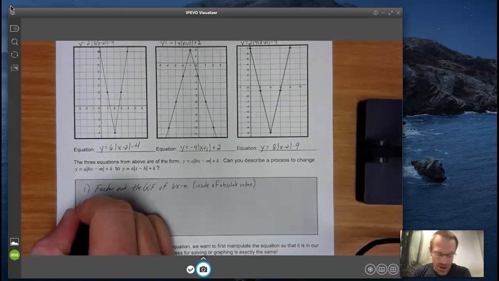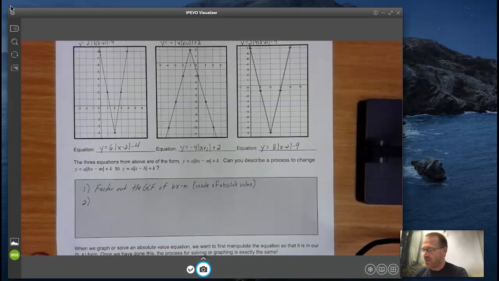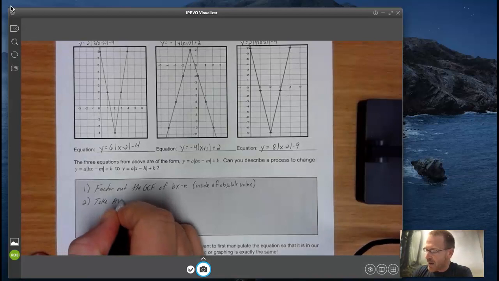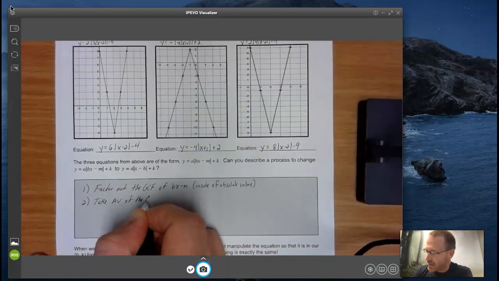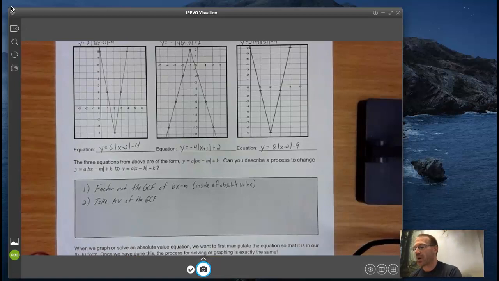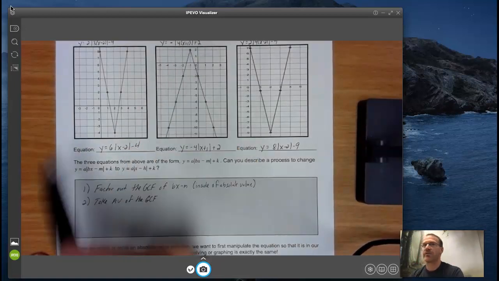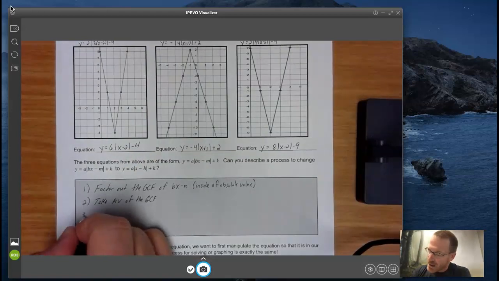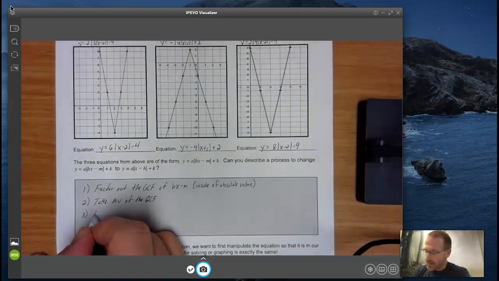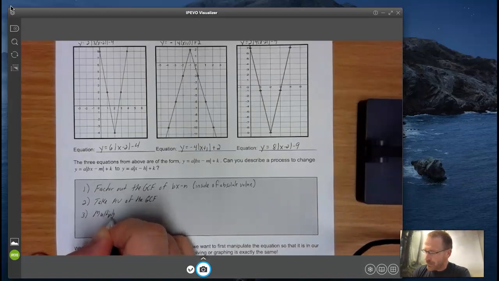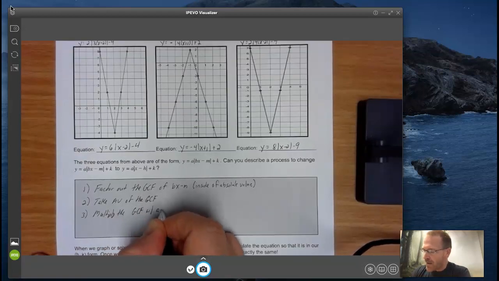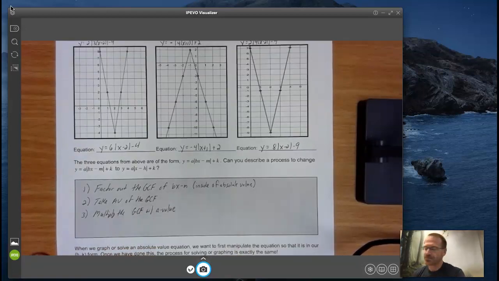And then the next thing we want to do is take the absolute value of that GCF, right? So we have to perform that. So we want to take the absolute value of the GCF, because that GCF could be negative, all right? So we could have like negative 4x plus 4, and we could factor out negative 4 with that, okay? And then 3 is we want to multiply the GCF, all right, with the A value that was already on the outside, okay? And that's really the process, right?